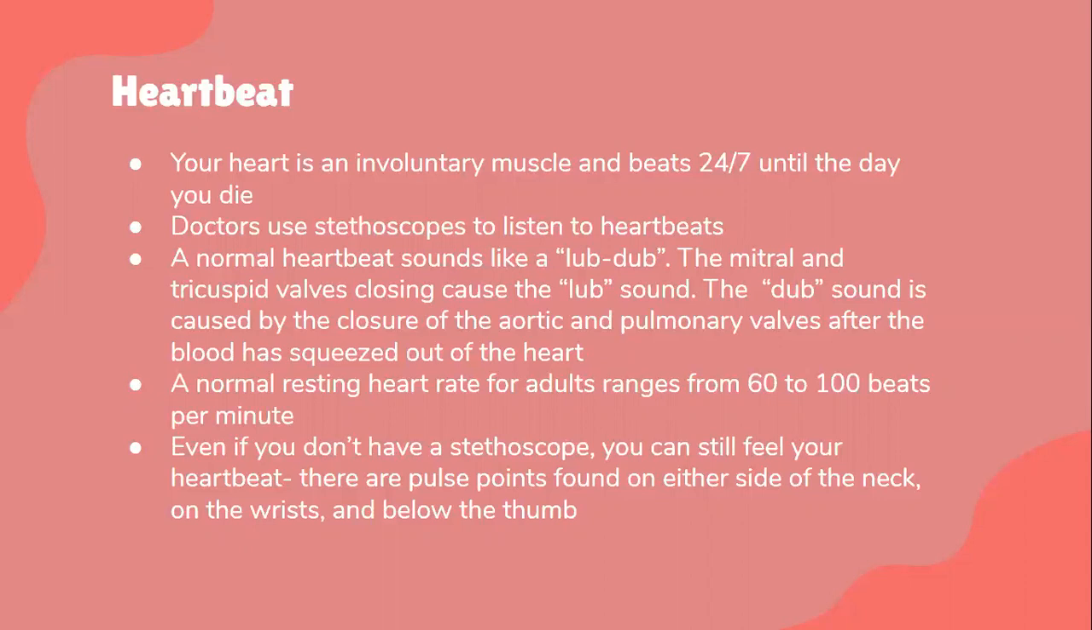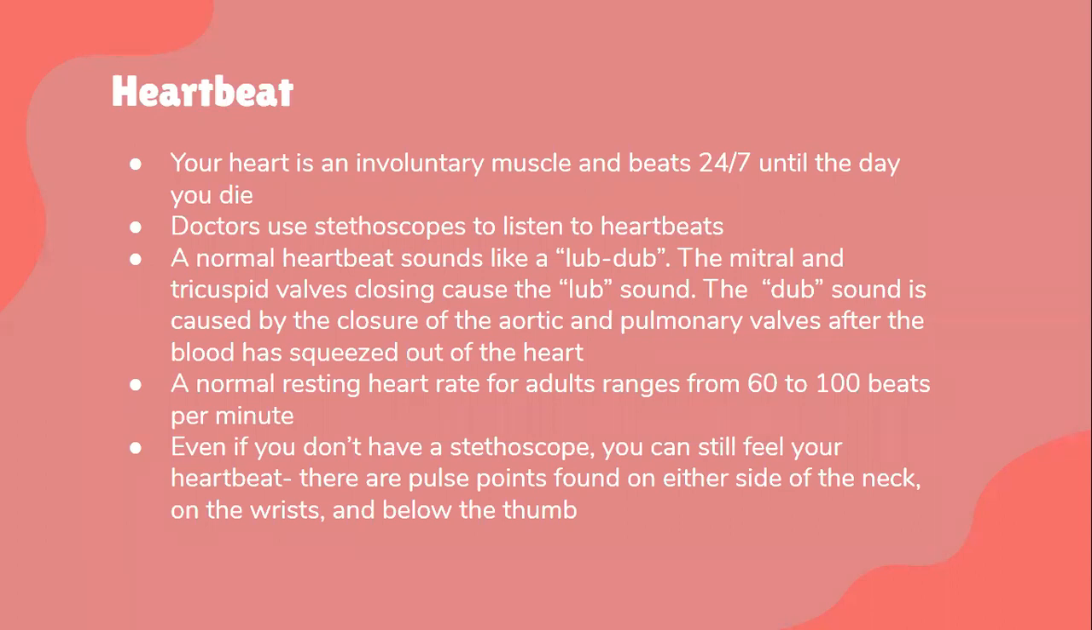The mitral and tricuspid valves closing is called the lub sound. As we discussed in our previous slides, the mitral and tricuspid valves are the ones that allow blood to flow from the atrium to the ventricle. So that's what makes the lub sound. And the dub sound is caused by the closure of the aortic and pulmonary valves after the blood has squeezed out of the heart. So after it goes through the ventricles, it goes back up, remember, into the aortic and pulmonary valves, and that's the dub sound. So the lub dub sounds are caused by your valves.